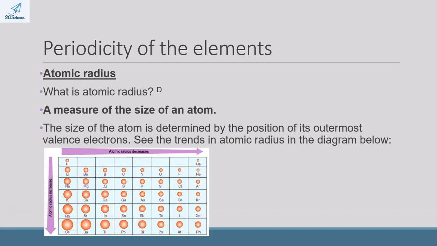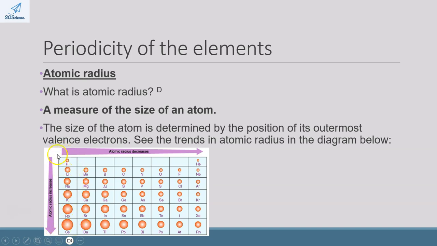Now, if we look at patterns of atomic radius in the periodic table, we can see that atomic radius will get smaller and smaller as we move across a period. So a hydrogen atom is bigger than a helium atom. A lithium atom is bigger than a neon atom. That's almost counterintuitive, and we're going to understand why that is. We can also see that the atomic radius increases as we move down a group. Now, that is less difficult to grasp.